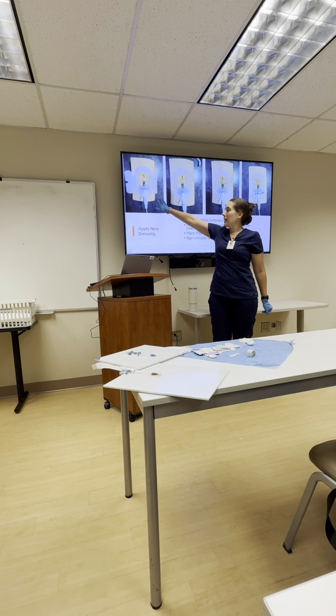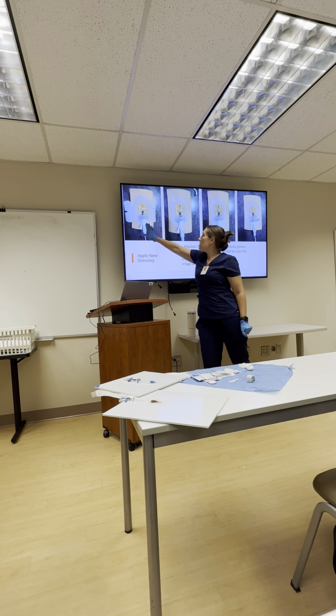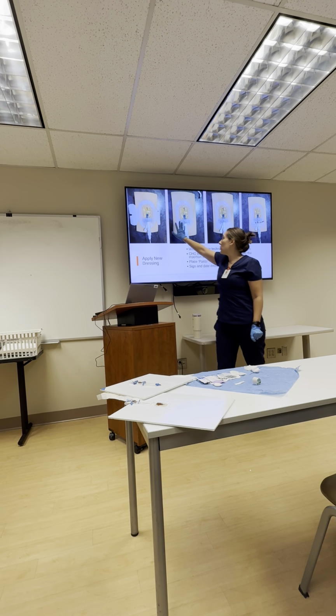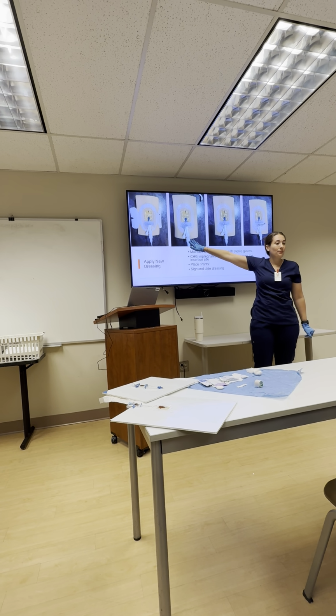And once we have a dressing that looks like this, you want to smooth out the edges, and then we can peel back this white piece. We're not going to throw that out, we're going to save that for later. So then it's going to look like this dressing over here.